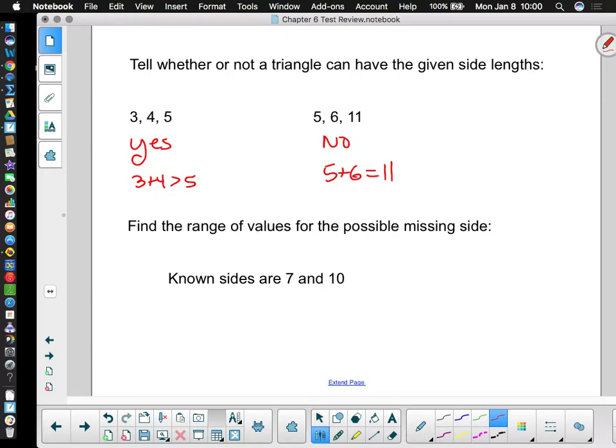Find the range of values for the missing side. X has to be between 3 and 17, yes. The difference, 10 minus 7 is 3, the sum, 10 plus 7 is 17. Pretty straightforward. Those are pretty easy, okay?